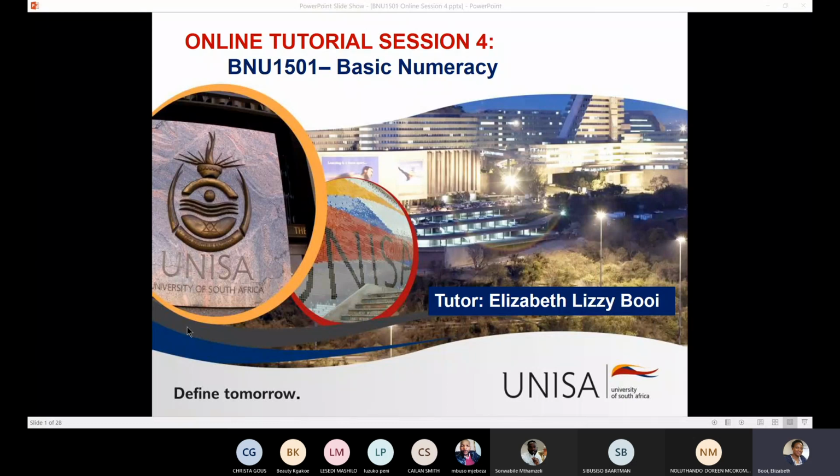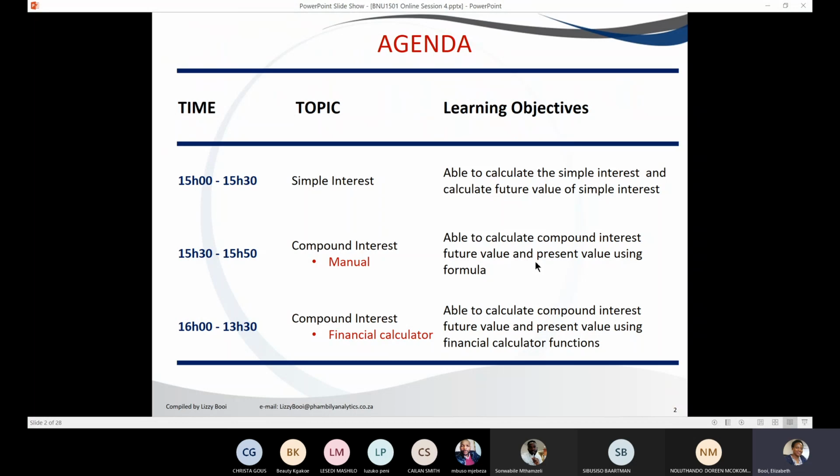Today we're going to do financial maths. We're going to look at simple interest and compound interest. And when we do the compound interest, we are going to look at how we calculate it manually, and those with the financial calculator, how do we use the financial calculator to calculate the compound interest.